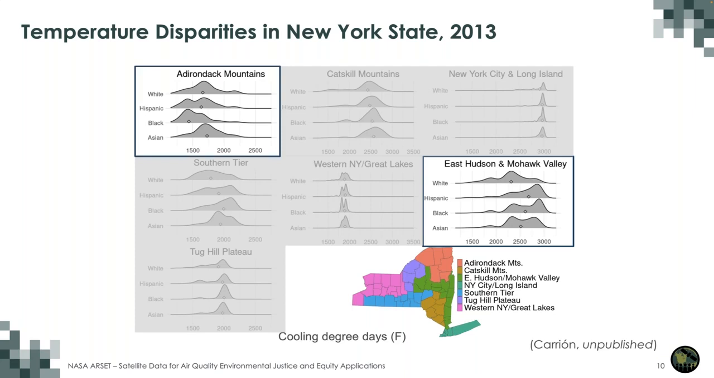Whereas those patterns don't seem pronounced or perhaps even in the opposite direction in the Adirondack Mountains. And so this really is just an example of why fine scale resolution models help us to reconstruct what's going on in the local areas and communities.